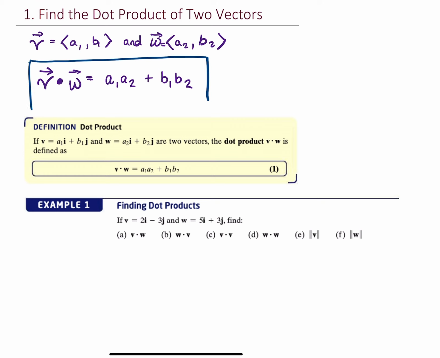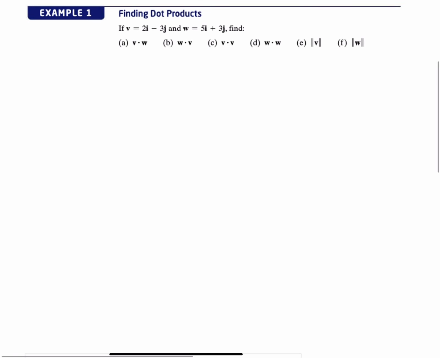So note that the dot product will end up reducing to just some value. It produces a scalar and not another vector. When we added and subtracted vectors with each other, we produced another vector, but the dot product produces a scalar, just a value, some number. So we have our textbook definition, v dot w, a1 a2 plus b1 b2. So let's get some practice finding the dot product between some vectors, and we'll see some properties emerge.